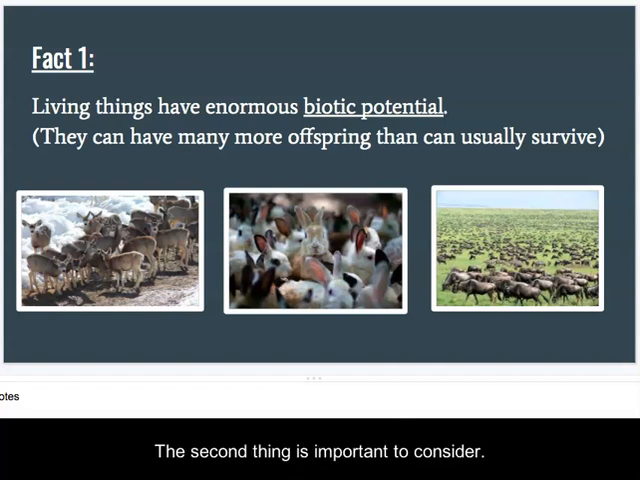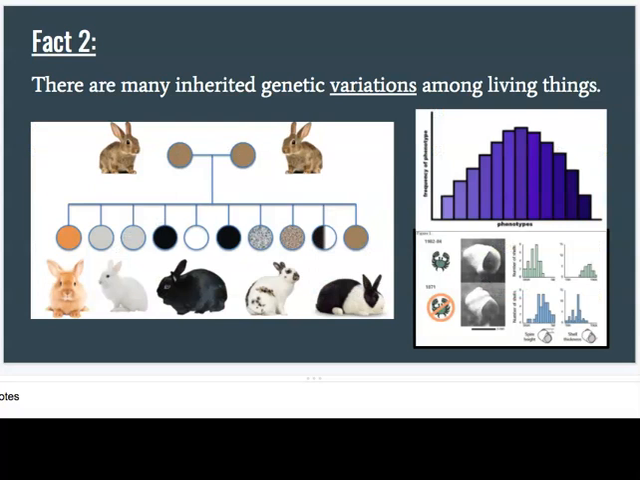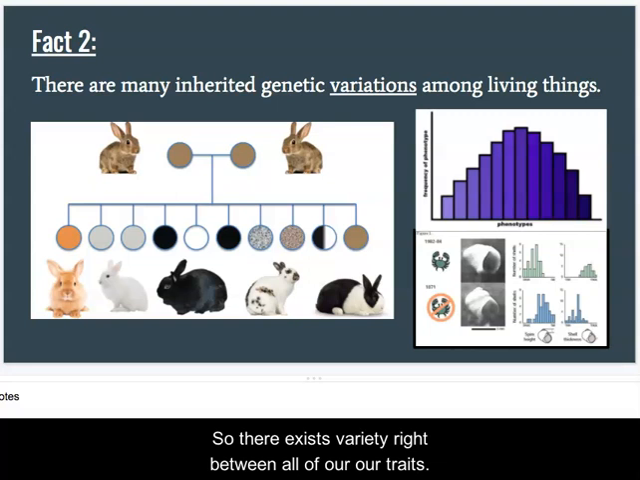The second thing that's important to consider is that there are a lot of inherited genetic variations among living things. So there exists variety between all of our traits. And that is genetic, meaning that it can be inherited from parent to offspring. There is some kind of gene origin. And so you can see on the left, one example would be coat color in bunnies.